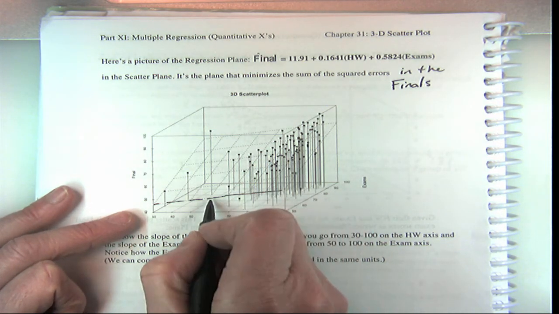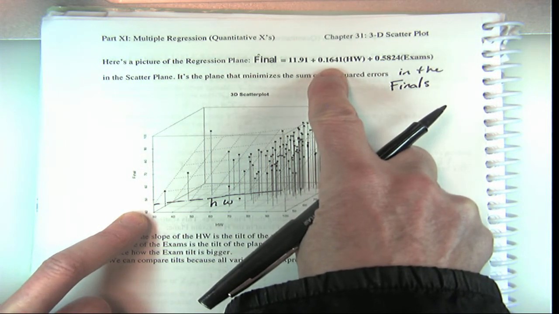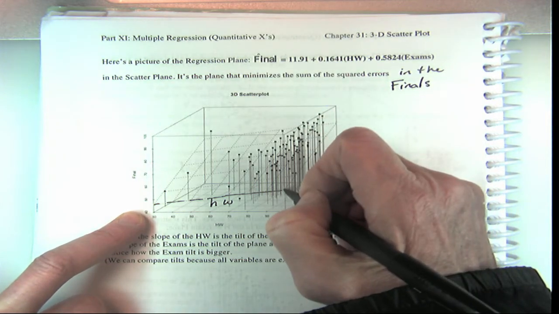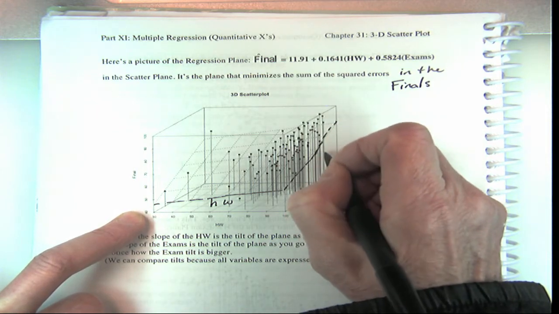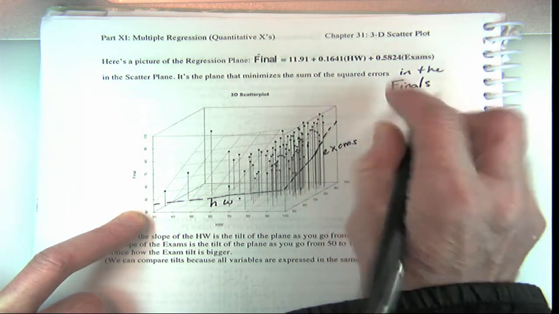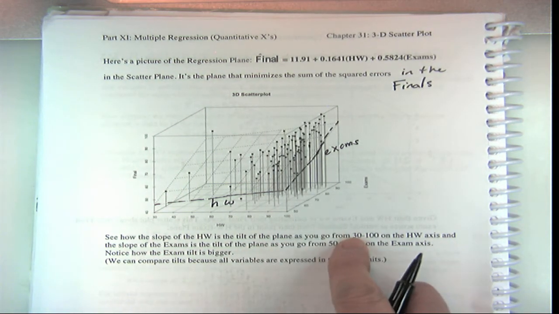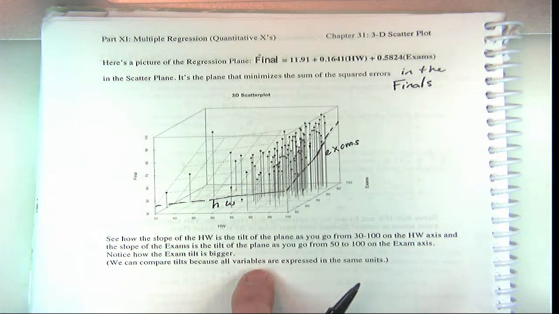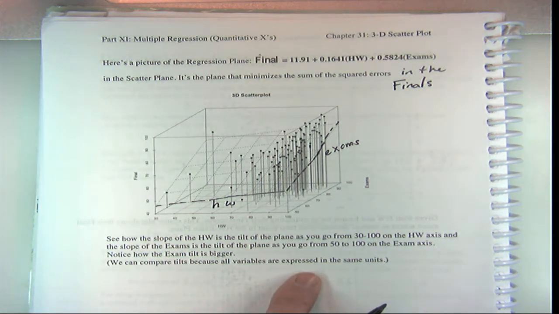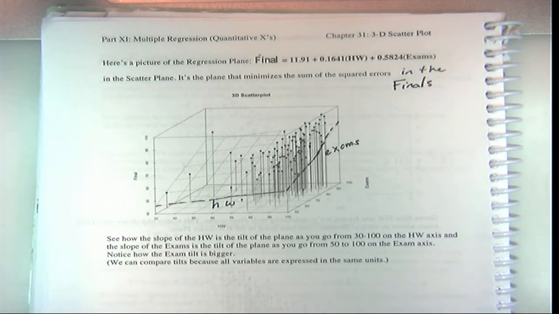This right here is the homework slope. And it's more gradual because homework isn't as good a predictor as the exams. And this right here, the tilt here, is the tilt of the exams, which is much bigger. See how the homework is the tilt of the plane as you go from 30 to 100 on the homework? And this one is much steeper. We can compare tilts because all the variables are expressed in the same units. Otherwise, it would be hard to. So that's the idea, and that's the picture.